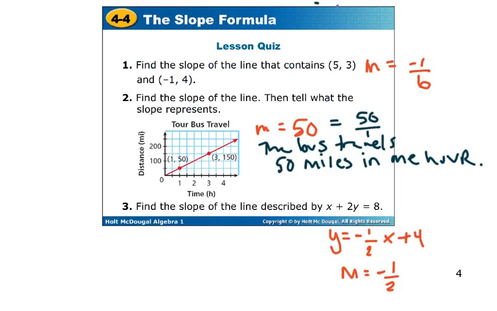And so here we are with our answers. The first one here, you should have had a slope of negative 1/6. After that, if you find the slope for this tour bus, you're actually getting 50, which means 50 over 1, or 50 miles in 1 hour. And then this last one here, if you rewrite it as y equals, so that you can see the slope sitting there, you have a negative 1/2 next to the x. That means the slope is negative 1/2.